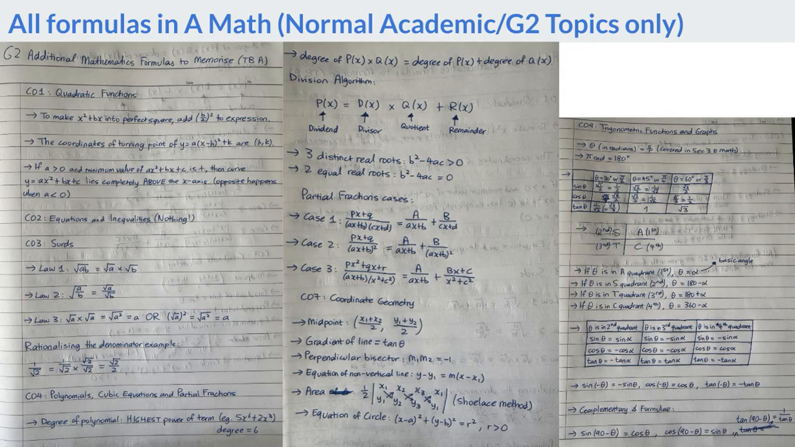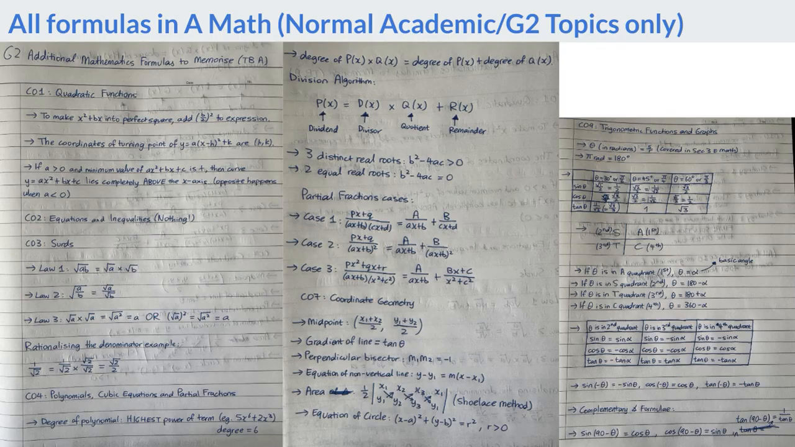So moving forward, the gradient of a line is tan theta. This one, no choice, must memorize by heart. There's no explanation for that. For perpendicular bisector, you need to know that m1 times m2 equals negative 1, and it is basically the point whereby the 2 lines meet each other at the center. Then the equation of a non-vertical line will be the one that is mentioned in the group chat, y minus y1 equals m(x minus x1).